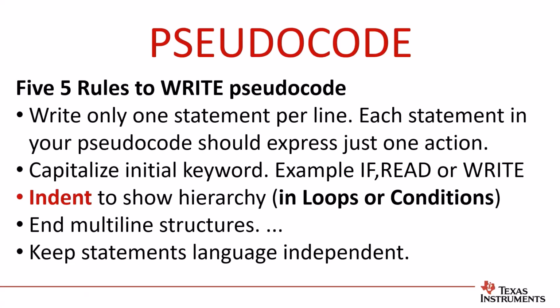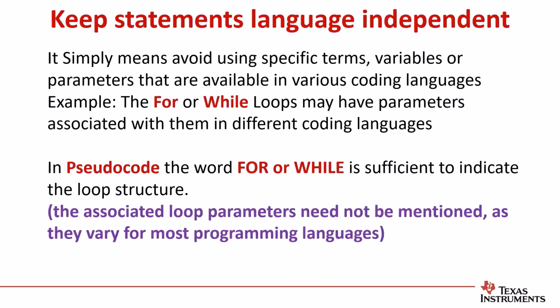And the last one is to keep each statement language independent, and this next screen explains what it is. For instance, if you are using Python or TI-Basic, the way the for or the while loop works, the text is different, the way it's presented is different. So we don't need to be specific to a language. All I need to do is write the word for or while, and that means there's a loop that I'm running. So we don't have to use the syntax of the language. That's what it means to keep the statement language independent. We are not writing a pseudocode specific to any particular coding language.